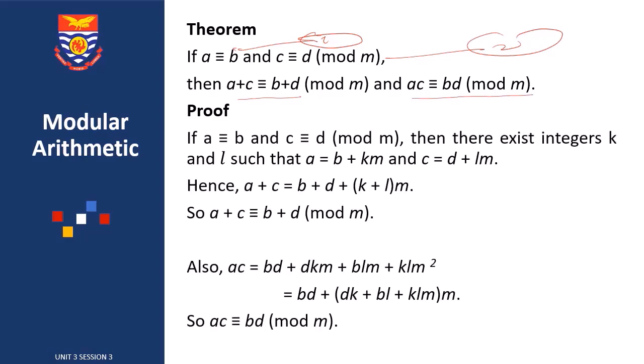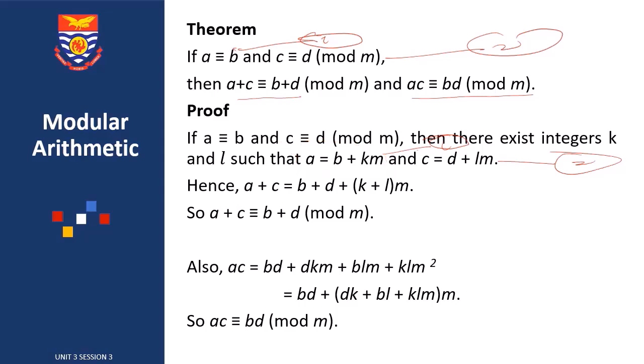Let's look at the proof. If a is congruent to b mod m and c is congruent to d mod m, then there are integers k and l such that a = b + km. Likewise, c = d + lm. We can call these equation 1 and equation 2. Don't forget about your divisor theorem.